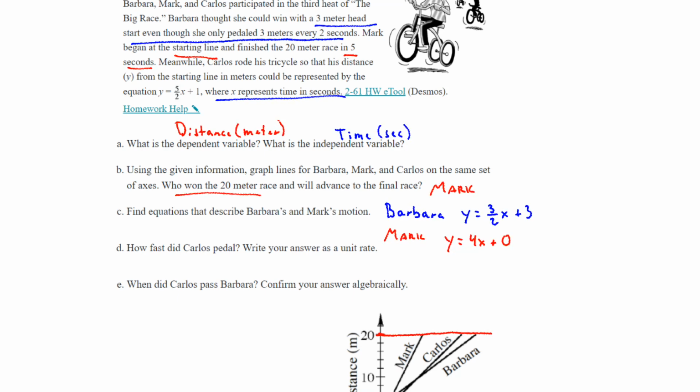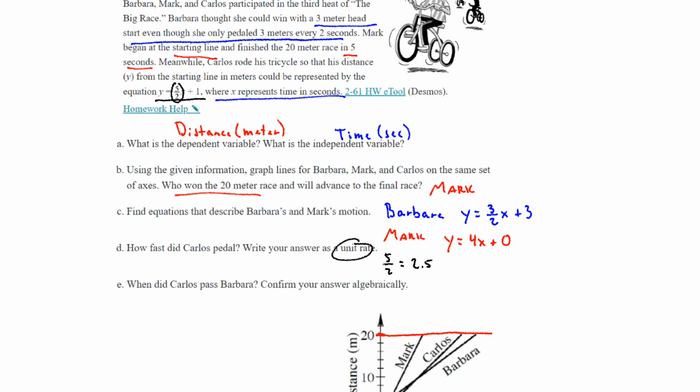On D, how fast did Carlos pedal? Write your answer as a unit rate. So let's go back up here. Carlos rode his bike so that his distance from the starting line in meters could be represented by this equation. So how fast was he going? What was his rate? 5 over 2, but we want it as a unit rate, so we want it divided by 1. So if we take 5 divided by 2, that's 2.5.